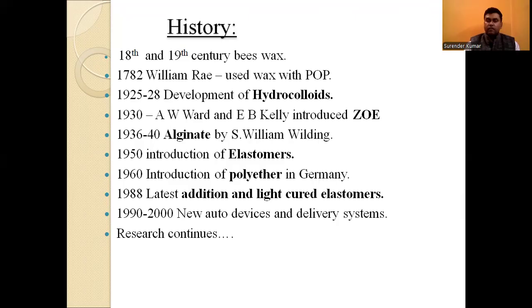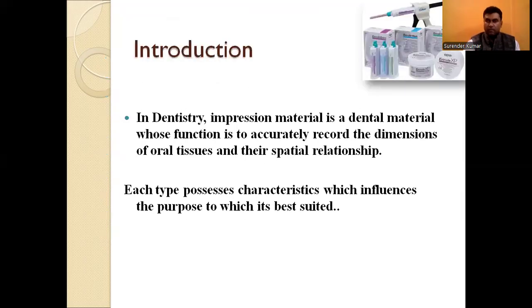In 1936 to 1940, alginate was introduced by Dr. S. William Wilding. Whereas in 1950, elastomers were introduced, and then polyether, then the latest addition, light cure elastomers. Then new devices came in the 1990s to 2000, and research continues after that till now. Newer materials are being formed.